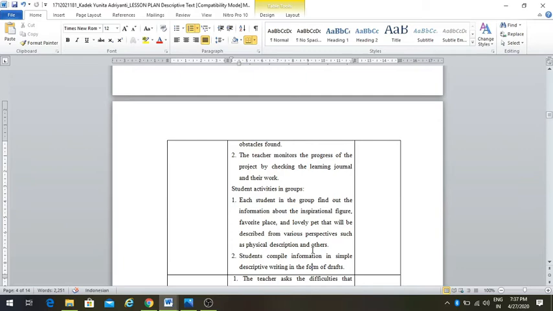So at the first meeting, students find out the information related to what they want to describe, whether it is on the internet, books, or magazines, and then they arrange that information in the form of a draft.